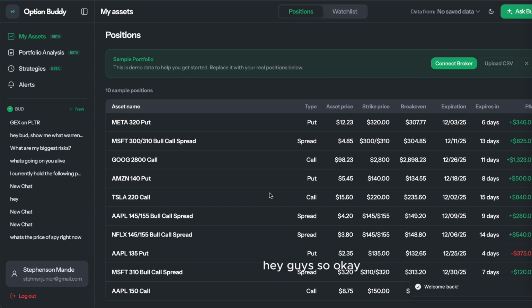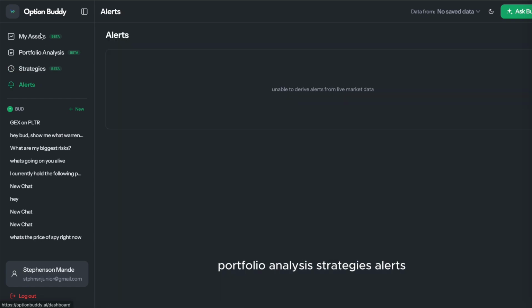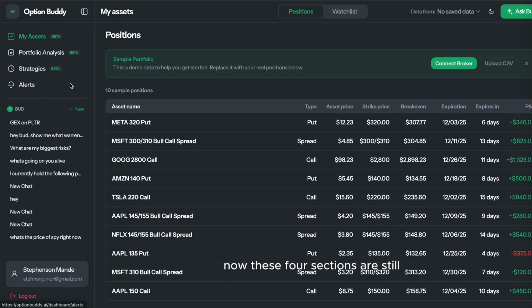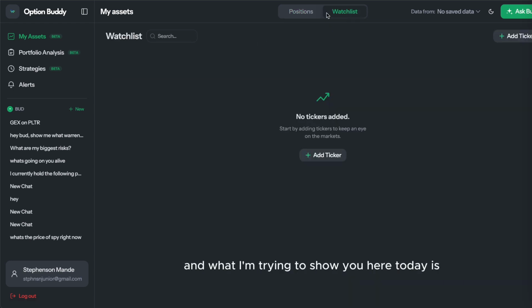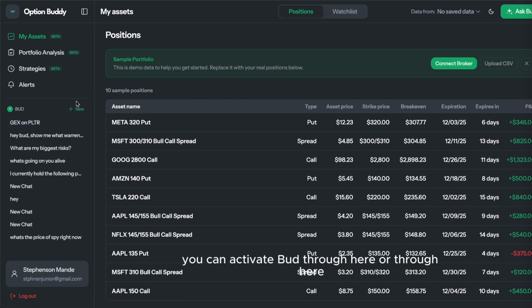Hey guys, so I've just logged into the Option Buddy platform, and Option Buddy is finally here. Once you log in, you'll be able to see my assets, portfolio analysis, strategies, alerts. Now, these four sections are still, I'd say, in base. The main thing I'm trying to show you today is Bud, our agent. You can activate Bud through here or through here.